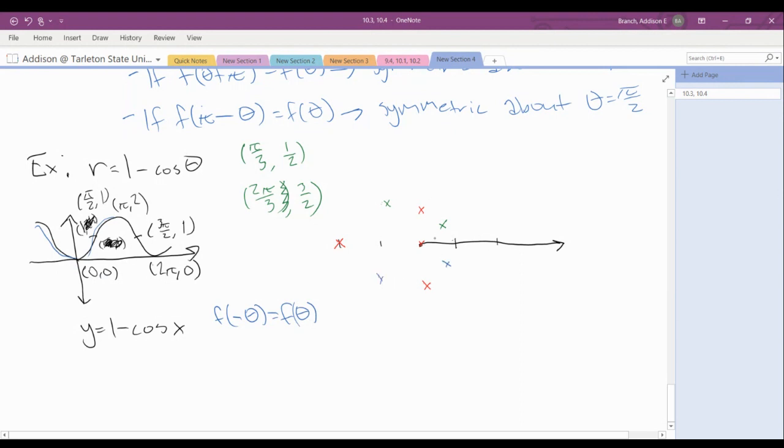So then we can go ahead and connect our points, and we're going to get something that looks a little like this. And this right here is going to be called a cardioid, this shape. It's usually characterized by having this little point right here, and it's named that because it looks like a heart.